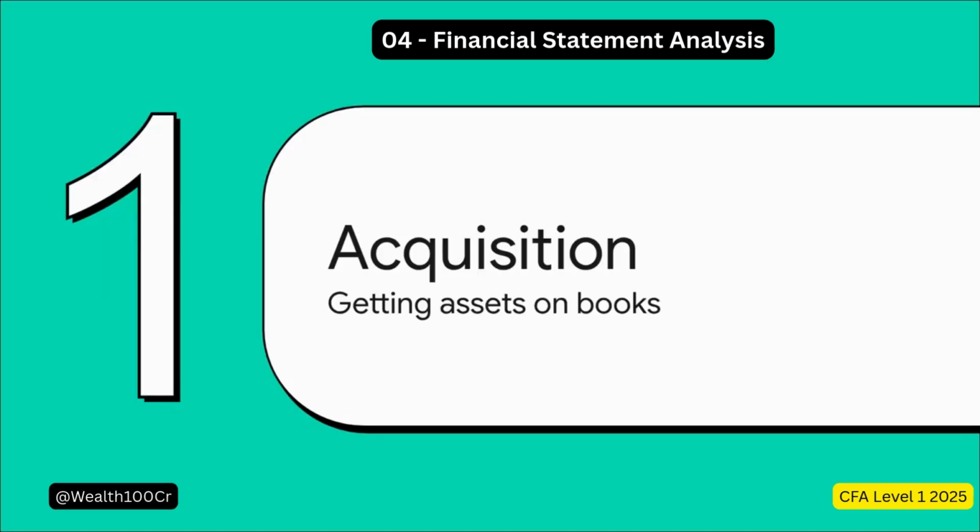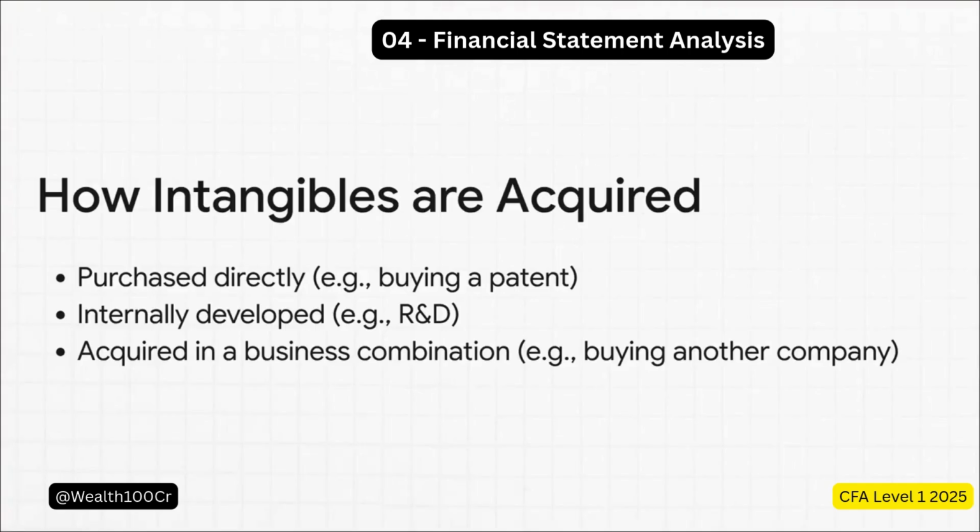Okay, first up, acquisition. Let's dig into how a company actually gets an asset onto its balance sheet, and we'll start with those tricky intangibles. Intangible assets really come onto the balance sheet in three main ways. A company can just go out and buy one, like a patent. It can develop one itself through research and development. Or, and this is a big one, it can get one as part of buying another entire company. And, you guessed it, each method gets treated differently in the accounting world.